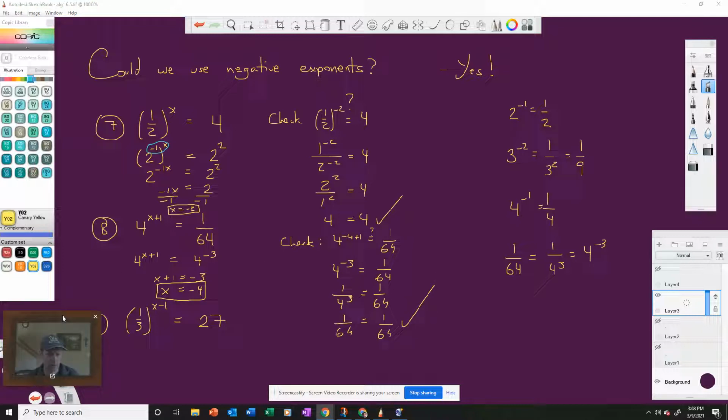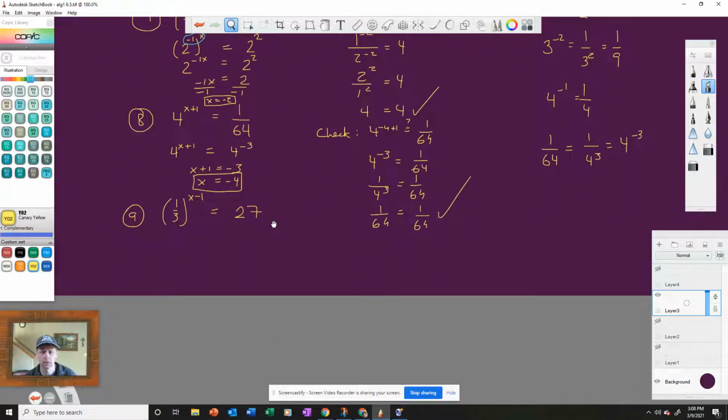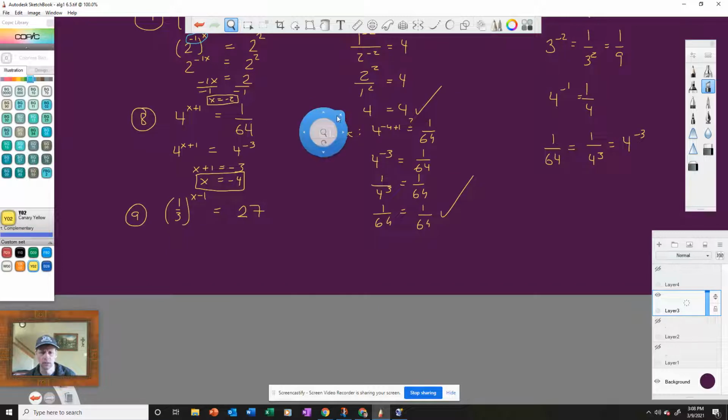I'm going to give myself more room for this last one. This is question number 9. I wonder if I can kind of drag everything up. Ooh, I can, but then I get this ugly gray area. Oh, well. It'll work fine.